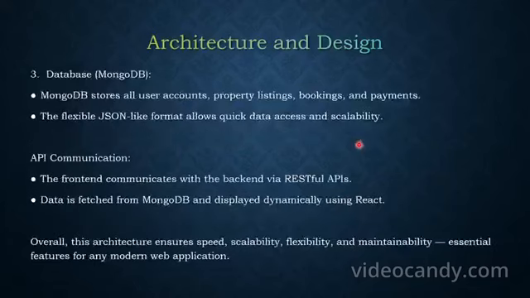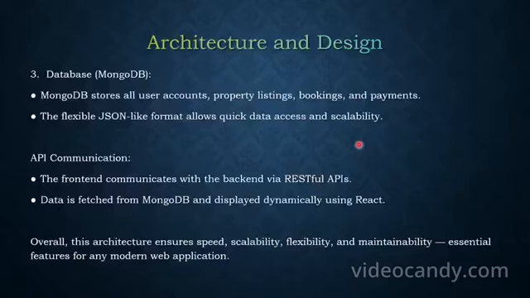Now let us see the architecture and design of the database and API flow. For the database, I have used MongoDB, which stores all users, properties and bookings. Its flexible document structure made it easy to scale and manage. Moreover, MongoDB is very useful in our regular usage. Moreover, in schools and colleges, they use MongoDB, which is a secure database.